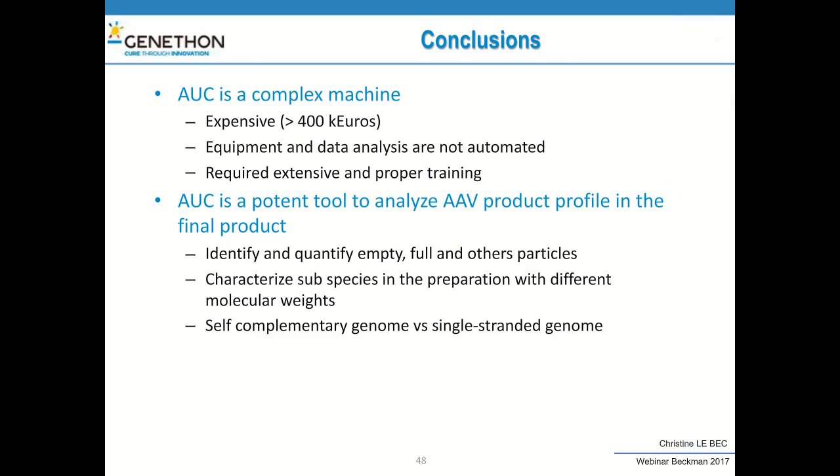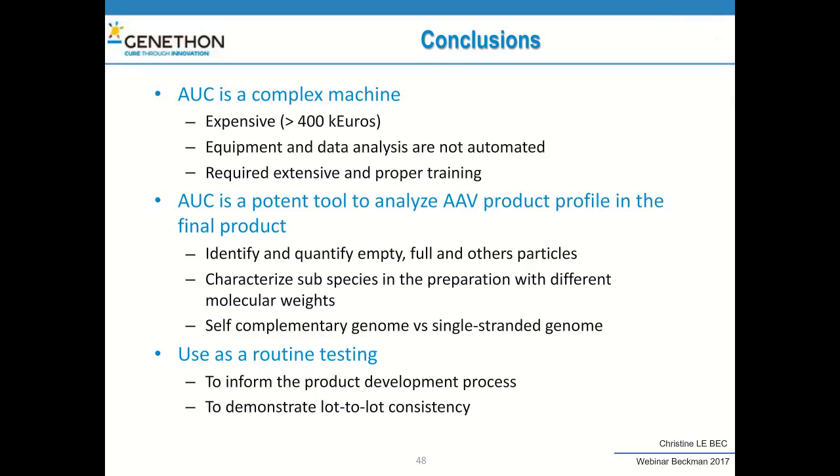But the AUC is a potent tool to analyze the AAV product profile in the final product. You can make an identification and a quantification of full, empty, and other particles. You can characterize subspecies in the preparation with different molecular weight. You can also compare the self-complementary genome to the single-strand genome. And you can use this as routine testing to inform the product development process and to demonstrate lot-to-lot consistency.